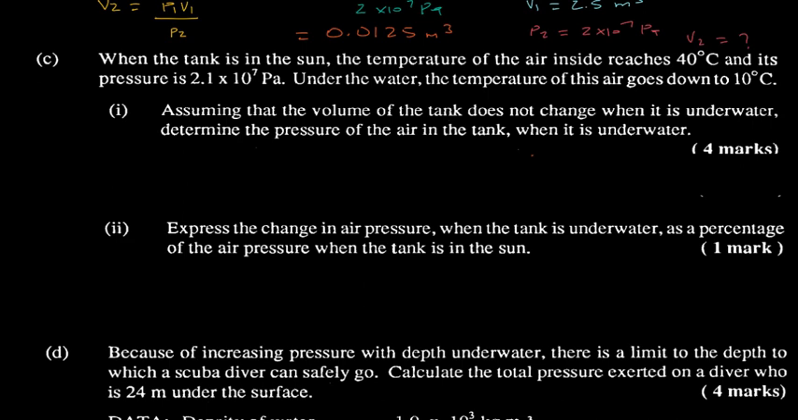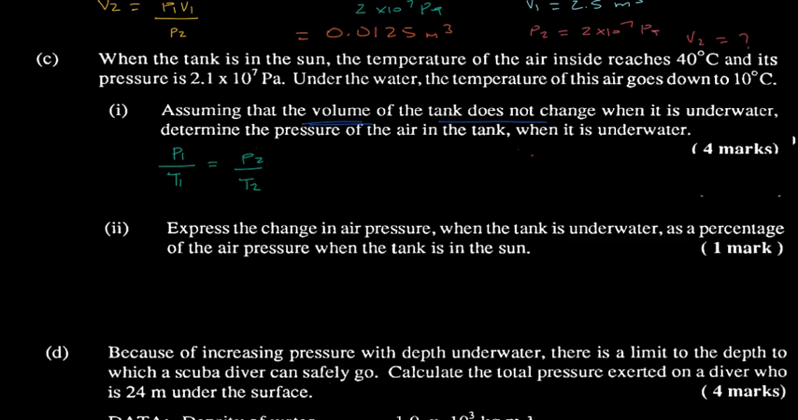So now, in this case, we are given the temperature of the tank when it is in the sun and its pressure. Then when it goes underwater, the temperature goes down to 10 degrees Celsius, and we want to find out what the pressure of the air in the tank is when it is underwater. We're told that the volume is kept constant, so once we have constant volume, we consider the pressure law. From the pressure law, we can write that P1 over T1 is equal to P2 over T2.